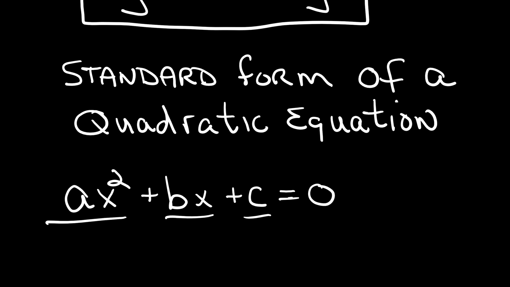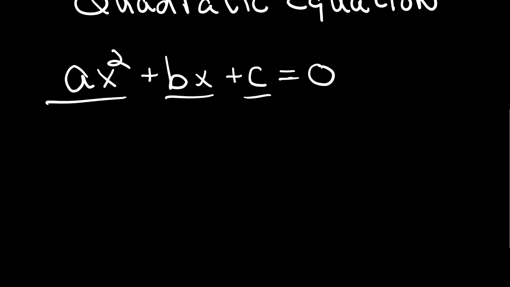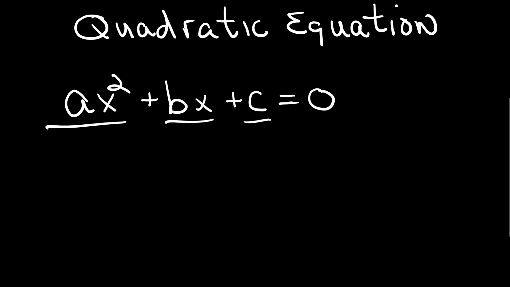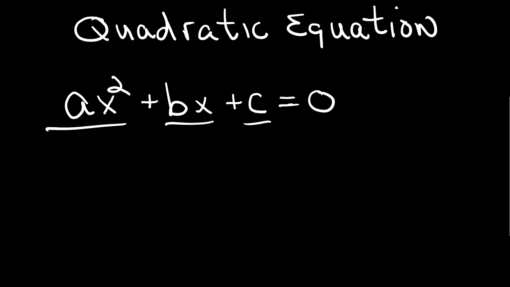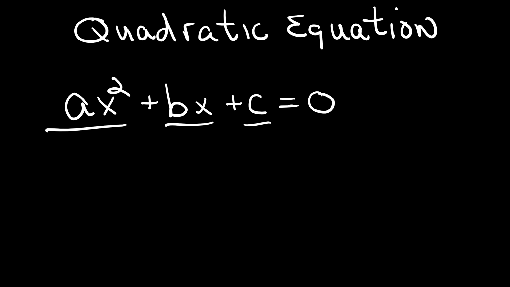A is any number other than 0, B can be 0, and C is a constant in our standard form. All right, and all equations can be written in this form in a creative way, and I'll demonstrate that later on. Okay, so we've got the standard form of the quadratic equation, and that's what we're going to be solving now, in equations similar to this form.